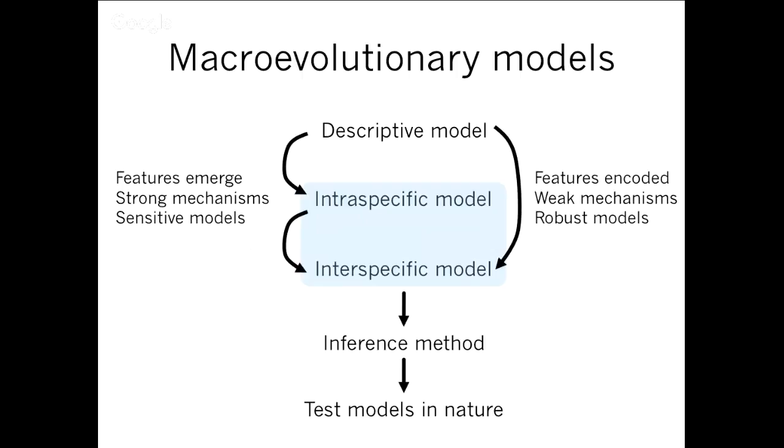So if we knew something about, say, the genetic architecture of a trait, and we knew something about the population history of a lineage, that might give us a very strong idea of how a particular phenotype might emerge from that genetic architecture. But in contrast, if we simply say that traits evolved by a Brownian motion, it's a model with a weak mechanism. It's fairly robust to assumptions, but at some point, we'll reach a limit in terms of what we can explain with those models.